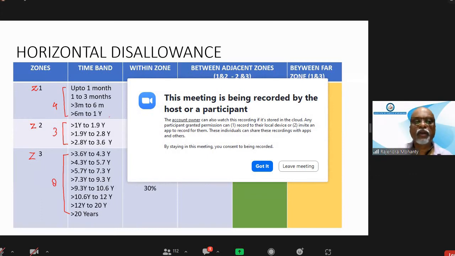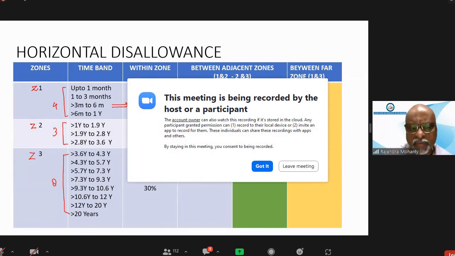Now, if the long position and short position of the securities are available and they fall under the same time zone, same time band, for example a security's long position is for 1 to 3 months and the short position is also 1 to 3 months, then 40% horizontal disallowance will be applicable. Simple thing: you have to find out the time band. If it is matching and within the same time band, then this percentage will apply.